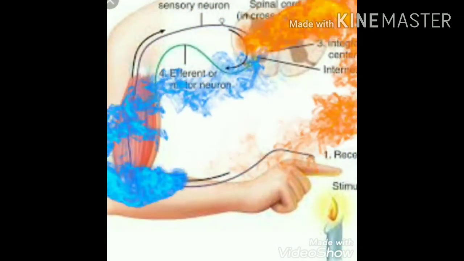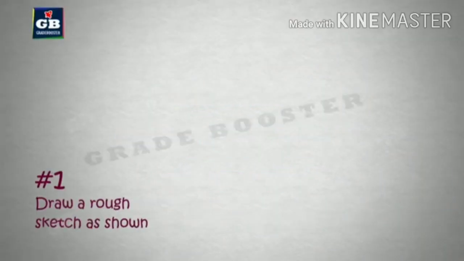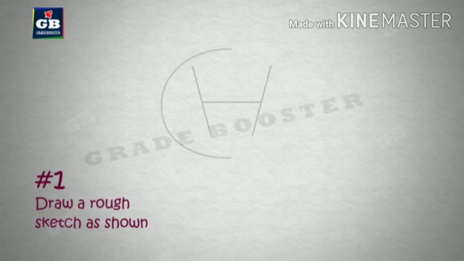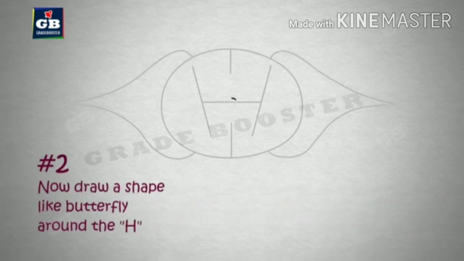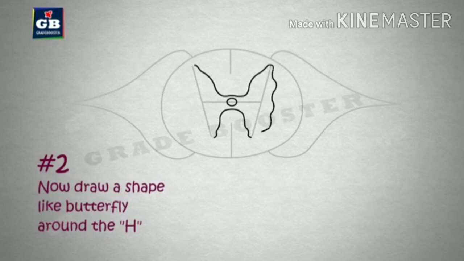Structure of reflex arc. Drawing of reflex arc. Step 1. Draw a rough sketch as shown. Draw a cross hatch. Upon this, draw a circle elliptically. Then draw a leaf-like structure on both sides. Step 2. Now draw a shape of butterflies around the hedge. Dark it out.